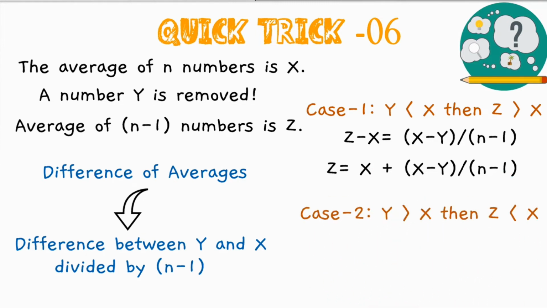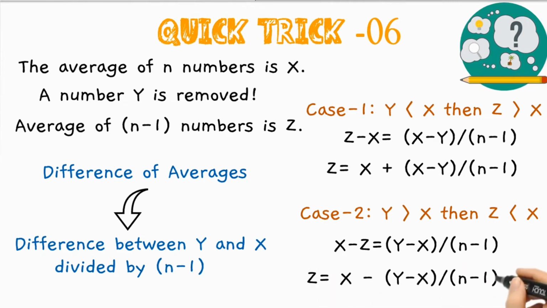Next, in case 2, consider the value y is greater than the existing average x. Under such a case, with reference to x, the new average value decreases. The difference of averages becomes x minus z, and again by using this statement, it is written as y minus x over n minus 1. By using the above statement, again the new average z becomes x minus y minus x over n minus 1.